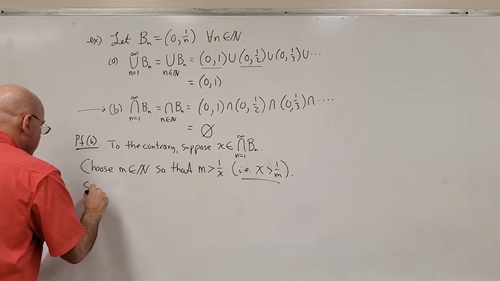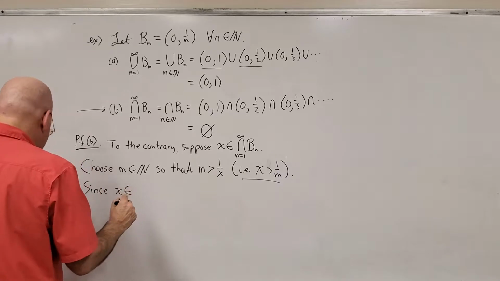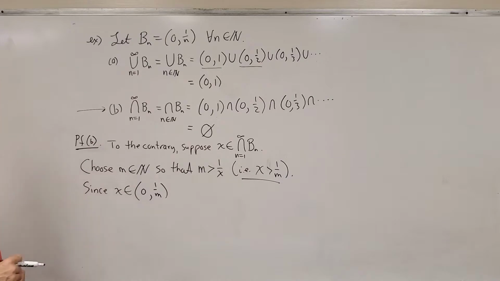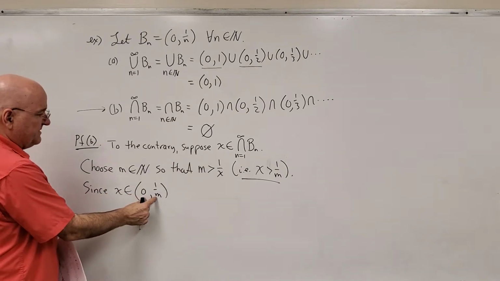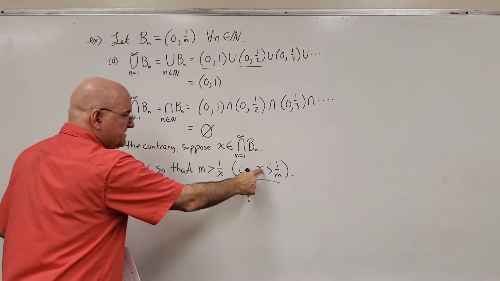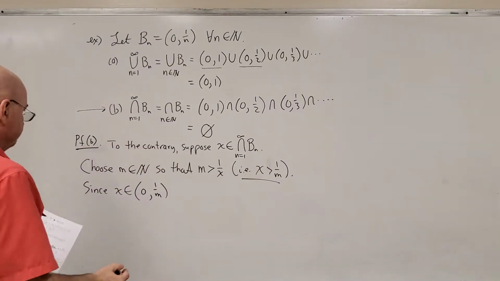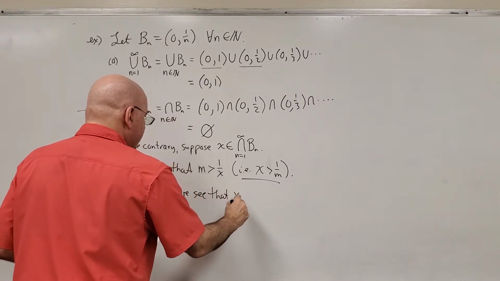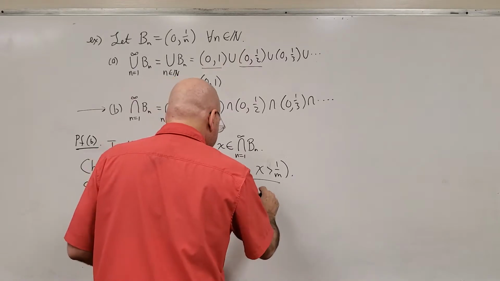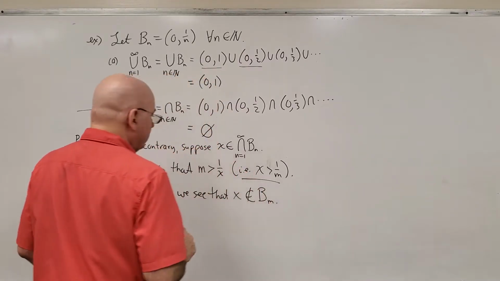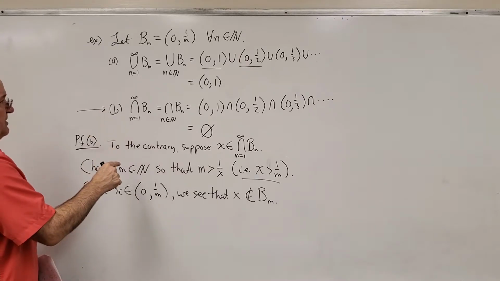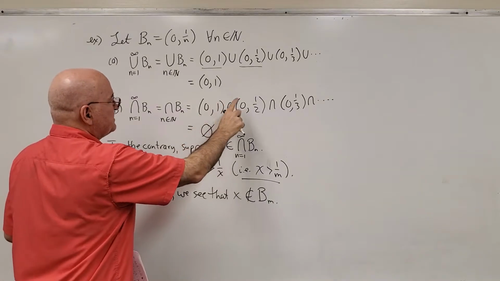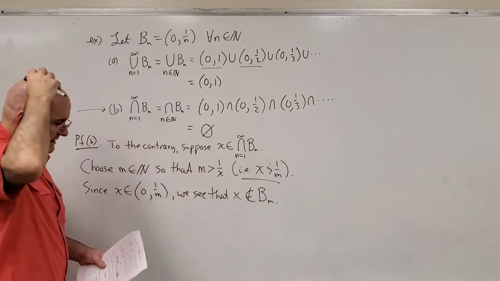Well, since x is not in the interval 0 to 1 over m, and why is that? Because this is the numbers between 0 and 1 over m, and x is greater than 1 over m. We see that x is not an element of B sub m. Because B sub m, by definition, is the interval from 0 to 1 over m. This is 0 to 1 over 1, 0 to 1 over 2, 0 to 1 over 3, and so on.